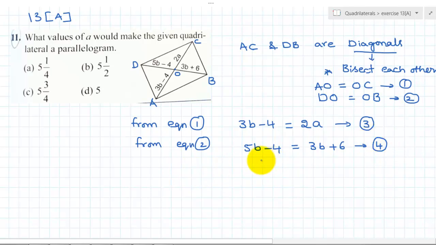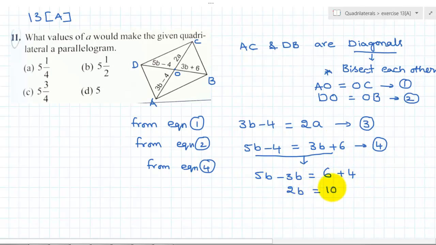Now from equation number 4, what can we say? Can we find out the b value? Yes. So from this equation we can write like this: 5b, if you bring 3b to this side, it will be minus 3b, that is equal to 6. If you bring minus 4 to the other side, it will be plus 4. So the difference is 2b is equal to 10. From that, b is equal to 10 divided by 2. So b is equal to 5. But we are asked to find out a, not b. If we substitute the value of b in equation number 3, then we can easily find the value of a.